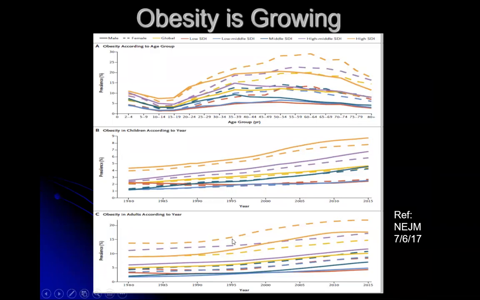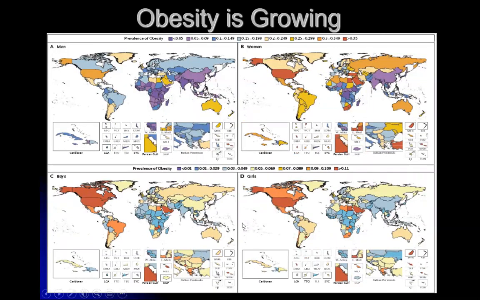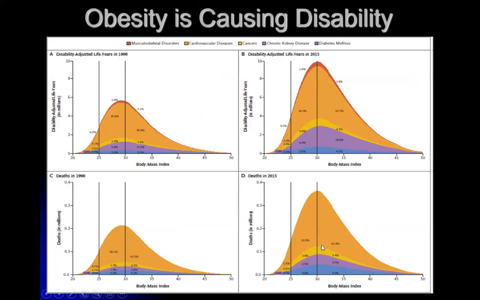I think we've talked about some of this before, but just a general reminder: obesity according to age group. You see it in children, and what's going on here is, as the years go by, look at the rates of obesity going up in the world. This is boys and girls, this is men and women, and you can see the rates going up and up. That's going to translate to more hypertension, more diabetes, more sleep apnea, and more disability. From 1990 to 2015, look at the rates of disability going up because of the sleep apnea.